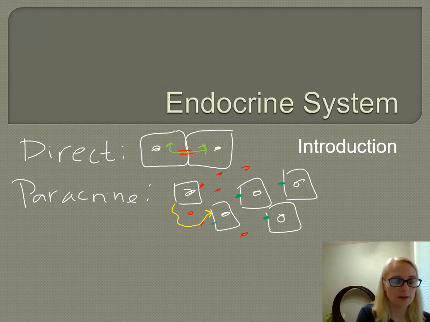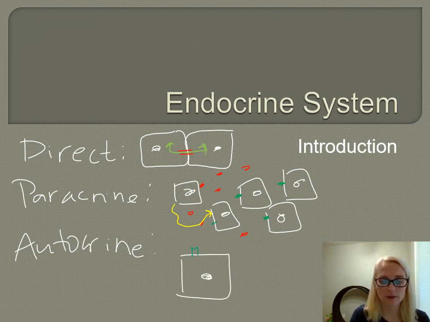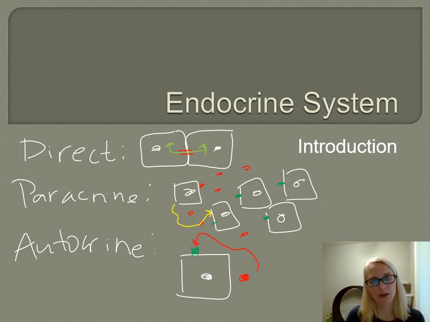Autocrine. I don't think I'm going to fit all of these on here without erasing. Let's say you are a cell and you have a receptor on your cell surface, and you release your chemical and it comes around and stimulates your own receptor. So this is an autocrine cell. Smooth muscle can do this. They can release a chemical messenger, and it comes back and stimulates themselves.